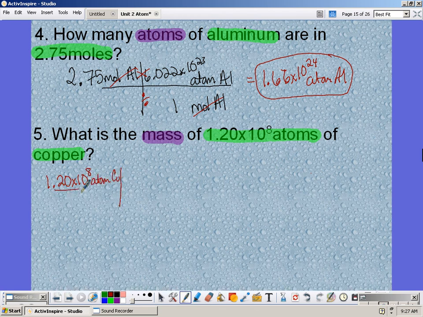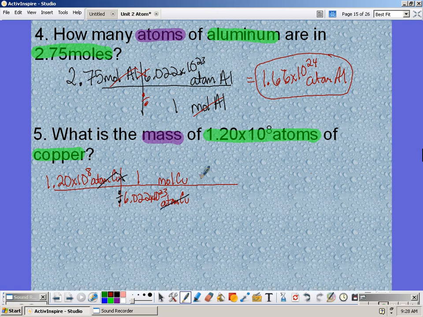I want to get rid of the atom, so I have to put it on the bottom. The only thing I can convert to is mole. 1 goes with mole, Avogadro's number goes with atoms. So if I multiply and divide, the atom would cancel, leaving me with mole. But I don't want mole, I want the mass or grams.